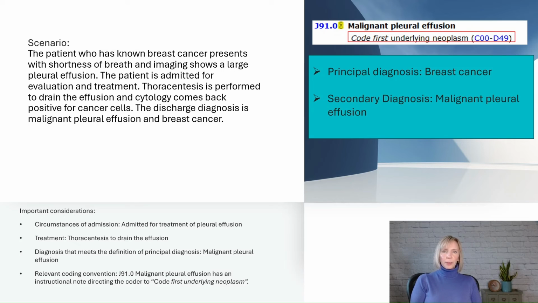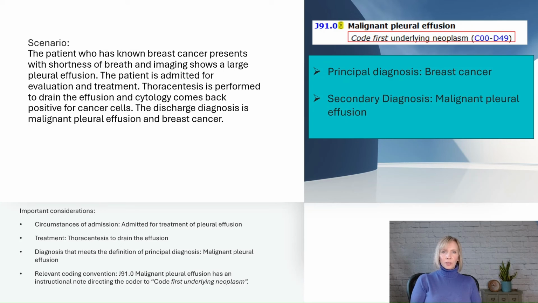To determine the principal diagnosis for this scenario, we must first determine the principal diagnosis based on the circumstances of admission and diagnosis after study. The patient was admitted for the purpose of treating a pleural effusion, which was subsequently drained and determined to be a malignant pleural effusion associated with the patient's pre-existing cancer. The discharge diagnosis includes both malignant pleural effusion and cancer.